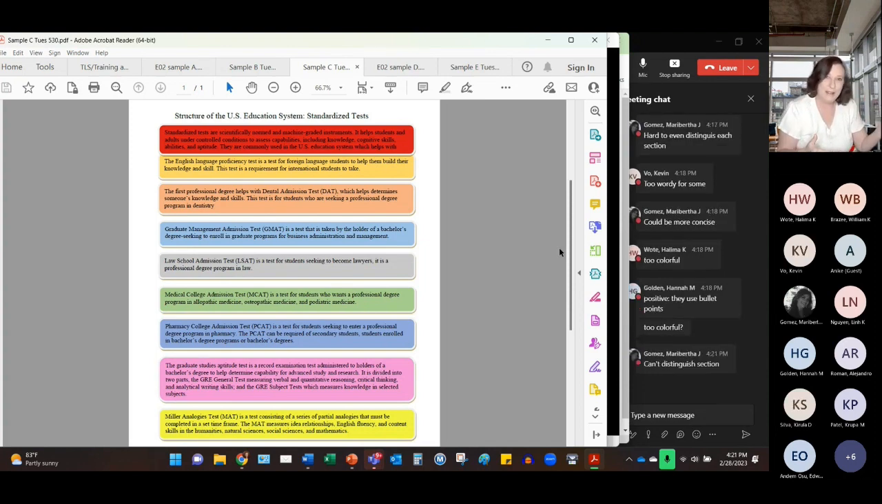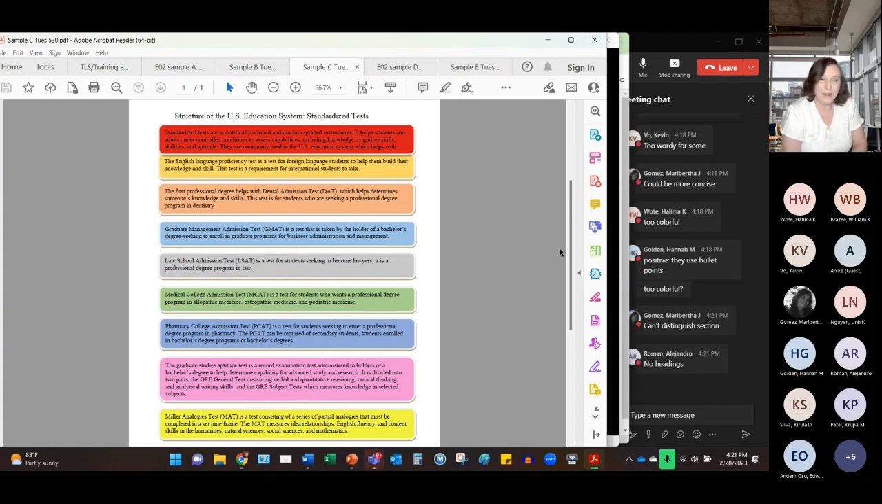This one could definitely be accused of being too colorful. It did catch my eye, but I think it goes a little too far. A color scheme might have been better. So I agree with Mari Bertha and Alejandro with their comments.